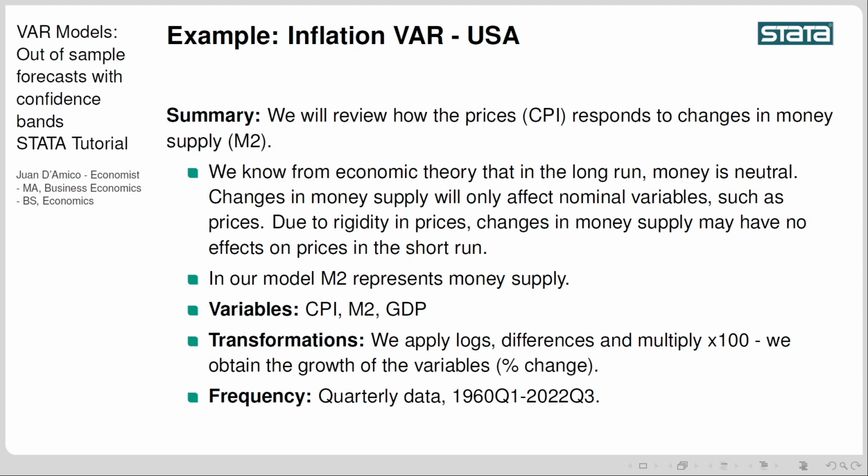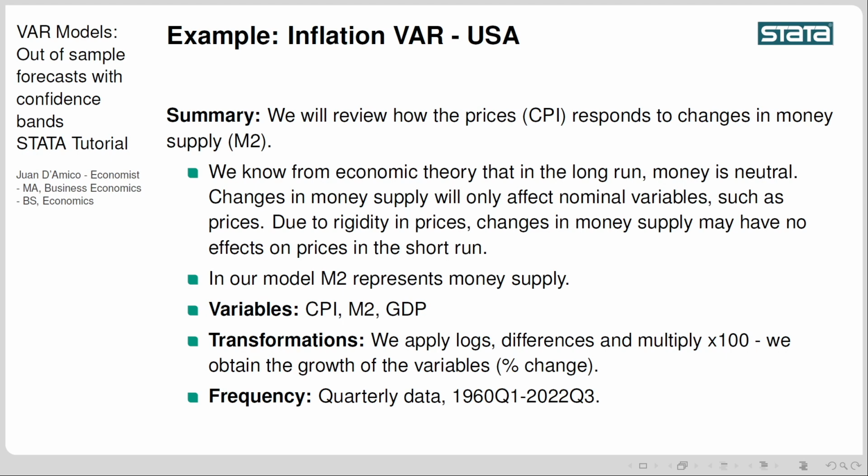As I already mentioned, for today's example, we will review how the prices respond to changes in money supply. What we know from economic theory is that in the long run, money is neutral. This means that changes in money supply will only affect nominal variables such as prices, but due to rigidity in prices, changes in money supply may have no effects on prices in the short run.